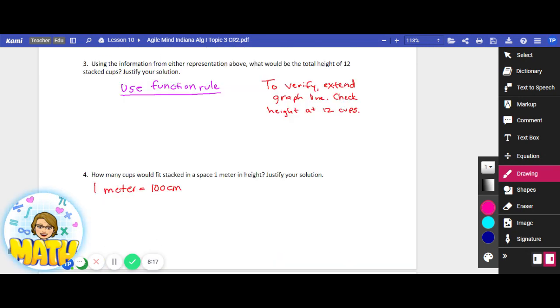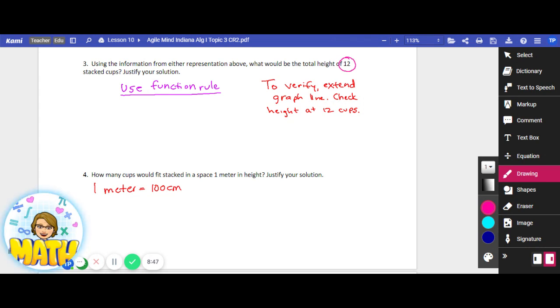So for question 3, we are told now to figure out what the total height of the stack would be if we now have 12 cups. So we have 2 ways that we can do this. We can use our function rule, which we did in the first problem, or we can use the graph, which we did in the second problem. So what I've chosen to do is use the function rule first, and then to verify that answer, to see if it looks right, we'll use the graph. So we're still going to be using both of our representations.